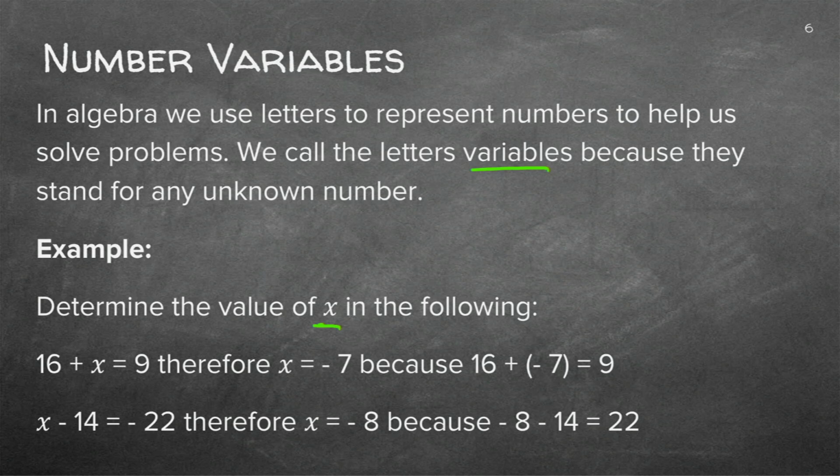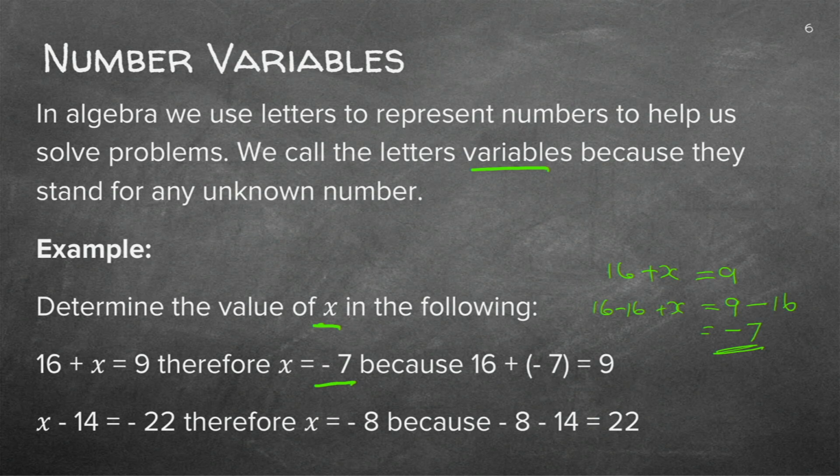So they go 16 plus x equals 9. So x equals minus 7. How do we work this one out? Because we say 16 plus x equals 9. So to get the x on its own, we say 16 minus 16 plus x equals 9 minus 16, and that will give us minus 7.